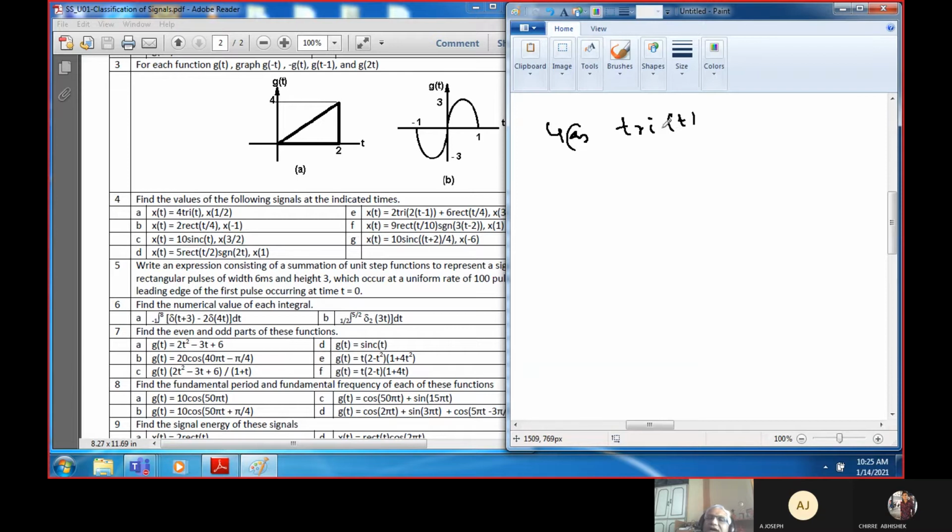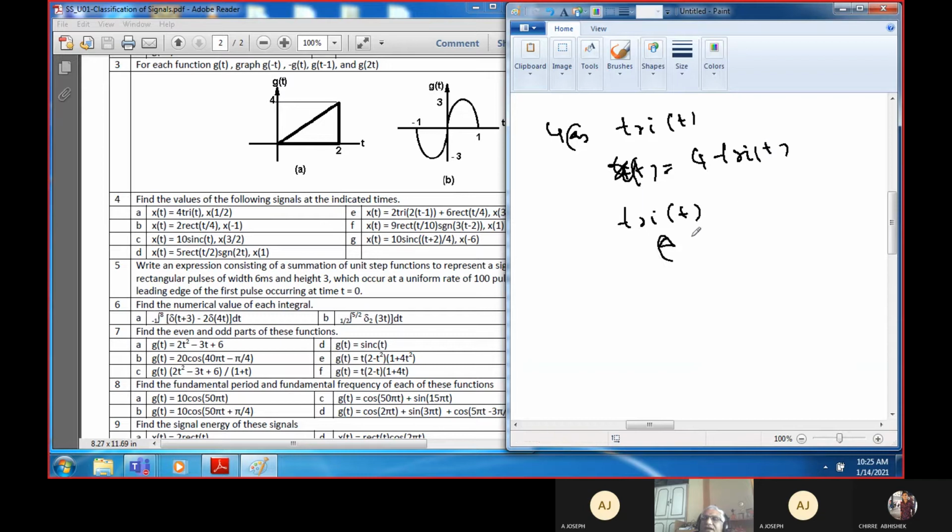Is it not? So TRI of t, I think I made a small mistake. You might not have observed. So we have seen that x of t is actually 4 TRI of t. So we only calculated for TRI of t at t equal to half. What did we get there? We got half. Not x of t. So this is TRI of t. So TRI of t is equal to half. Make that correction there.